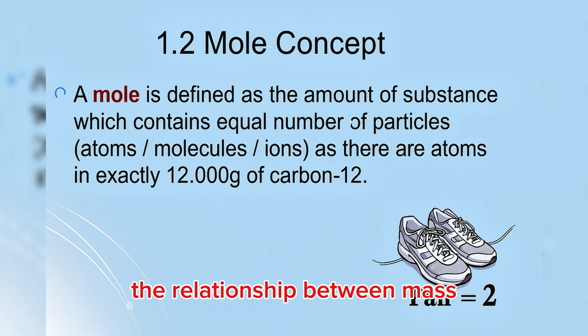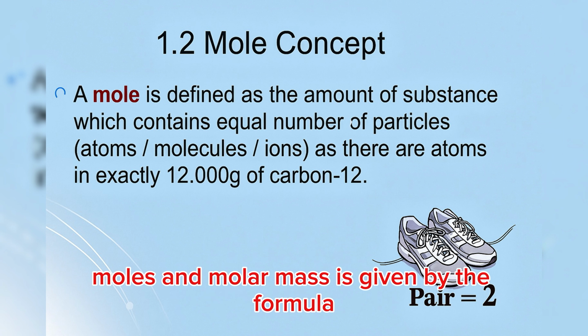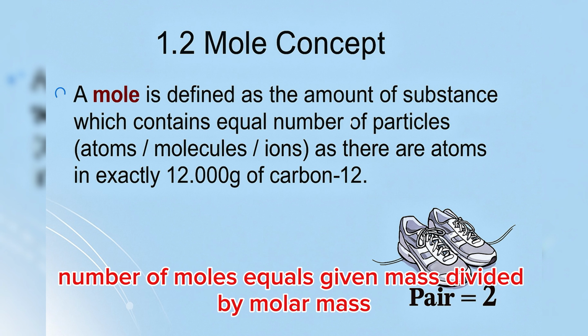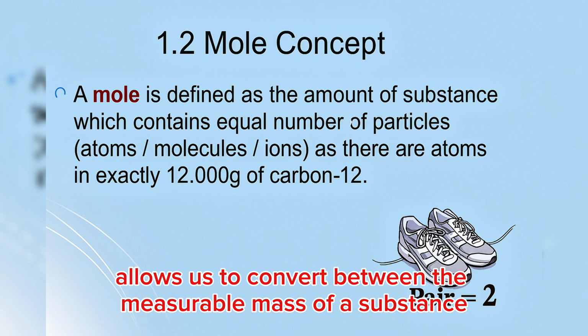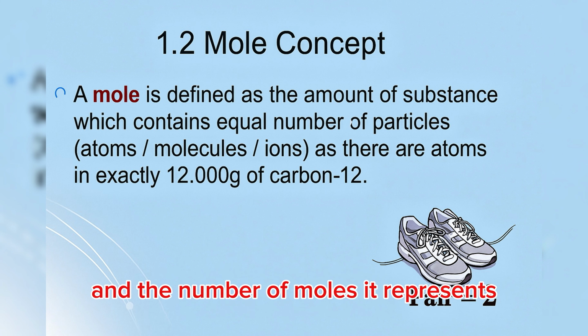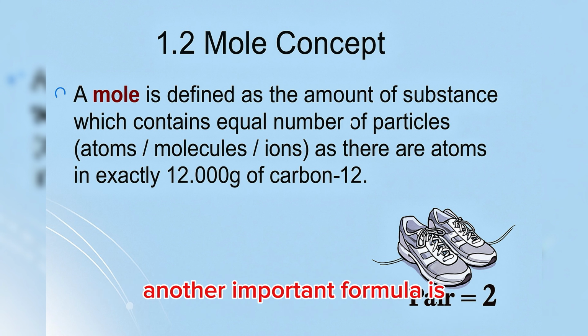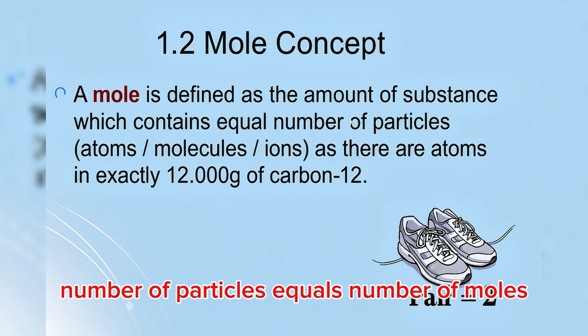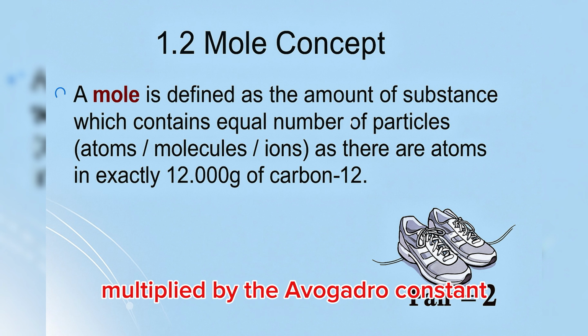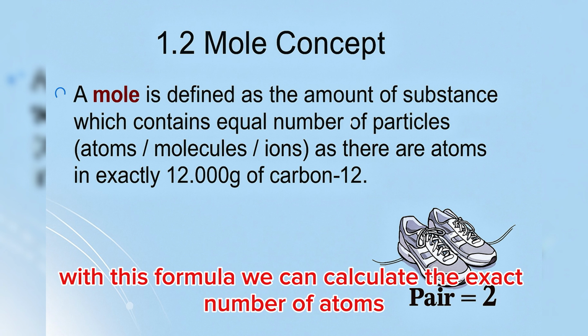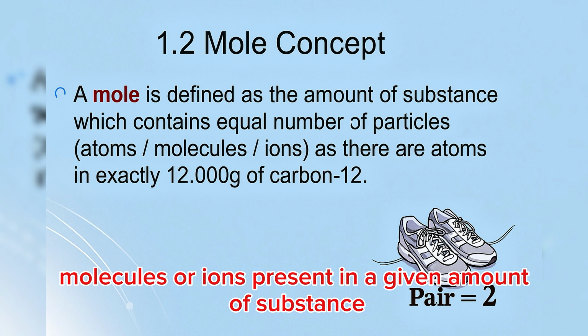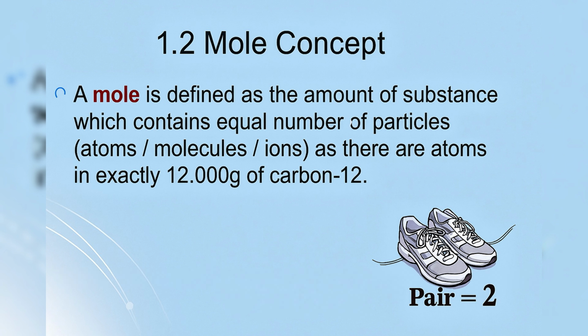The relationship between mass, moles, and molar mass is given by the formula: number of moles equals given mass divided by molar mass. This formula allows us to convert between the measurable mass of a substance and the number of moles it represents. Another important formula is: number of particles equals number of moles multiplied by the Avogadro constant. With this formula, we can calculate the exact number of atoms, molecules, or ions present in a given amount of substance. Let us see some examples.